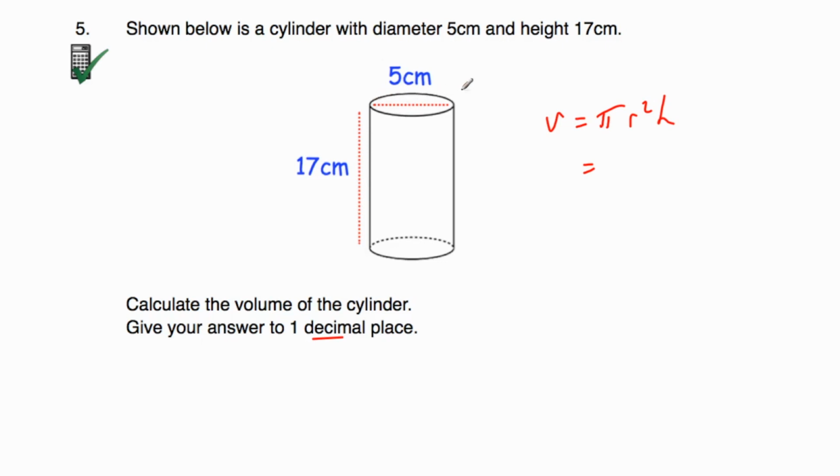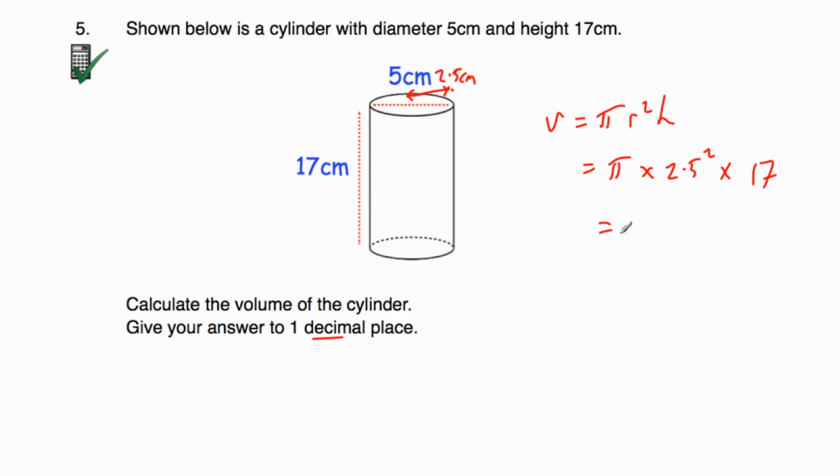The diameter of the whole circle is equal to 5 centimeters. That means the radius, halfway across, would be 2.5 centimeters. So we've got our radius and we've got the height of the cylinder. So let's substitute those into our formula. It's going to be pi times the radius squared, so 2.5 squared, times the height of the cylinder, which is 17.